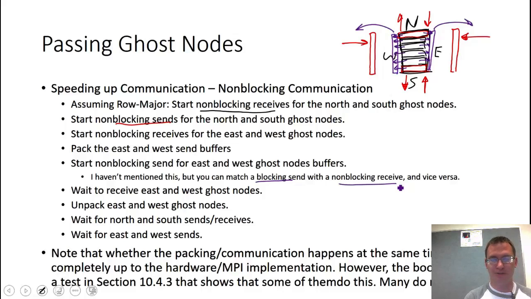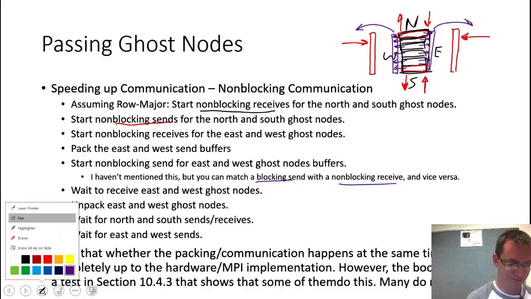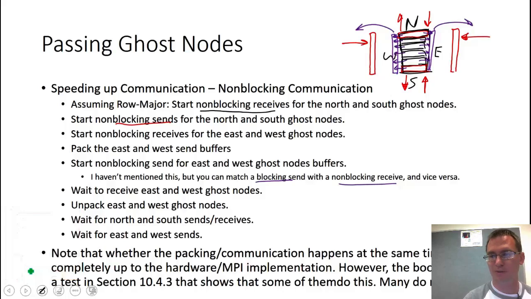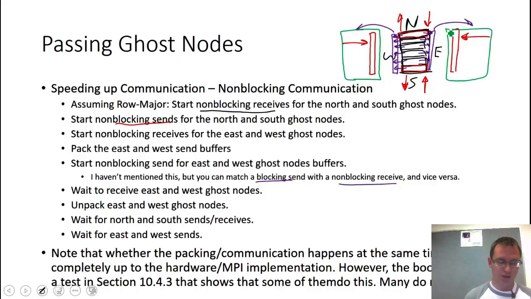So we start the non-blocking send, then we wait to receive. So there's a specific order to this. We wait to receive these nodes here. Okay, once we receive them, then we can unpack them back into our main array. Then we can wait for the north and south sends and receives, and we can wait for the east and west sends and receives.